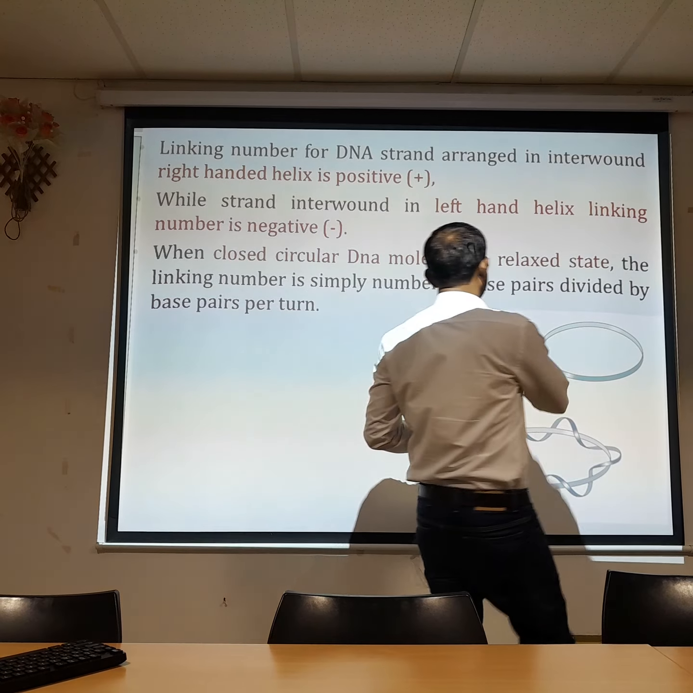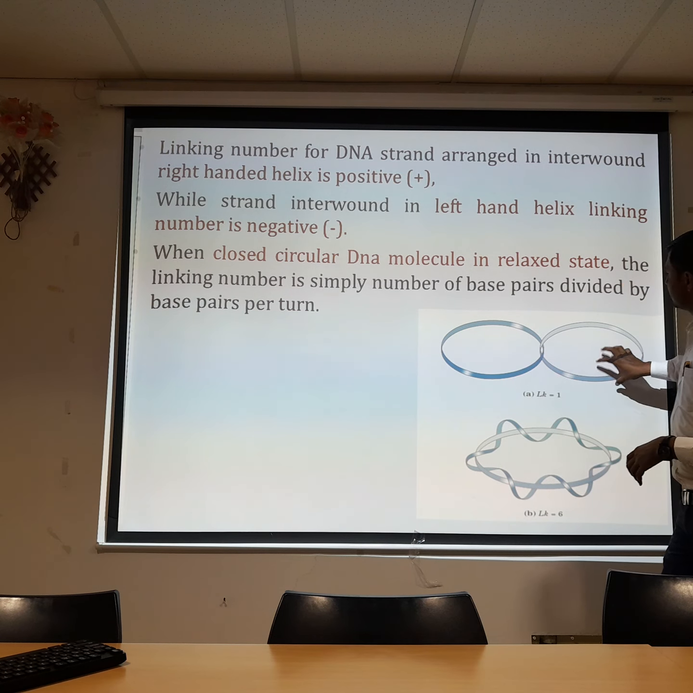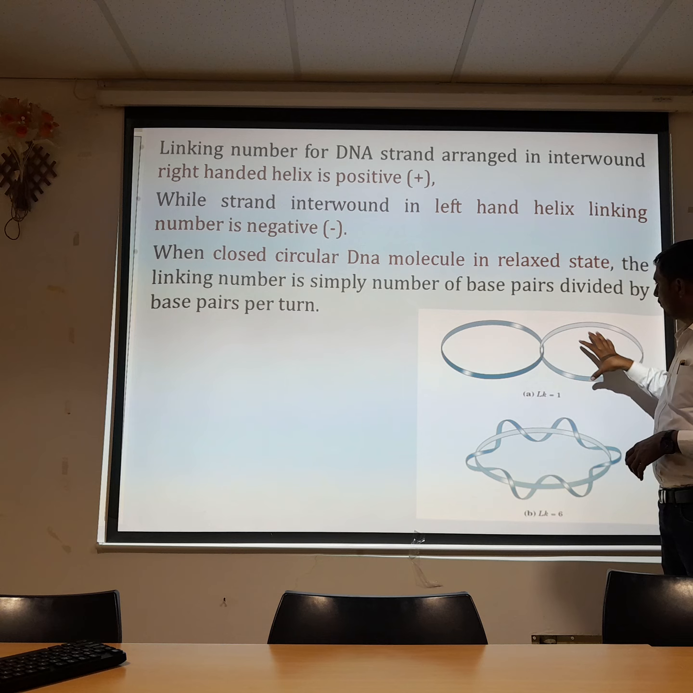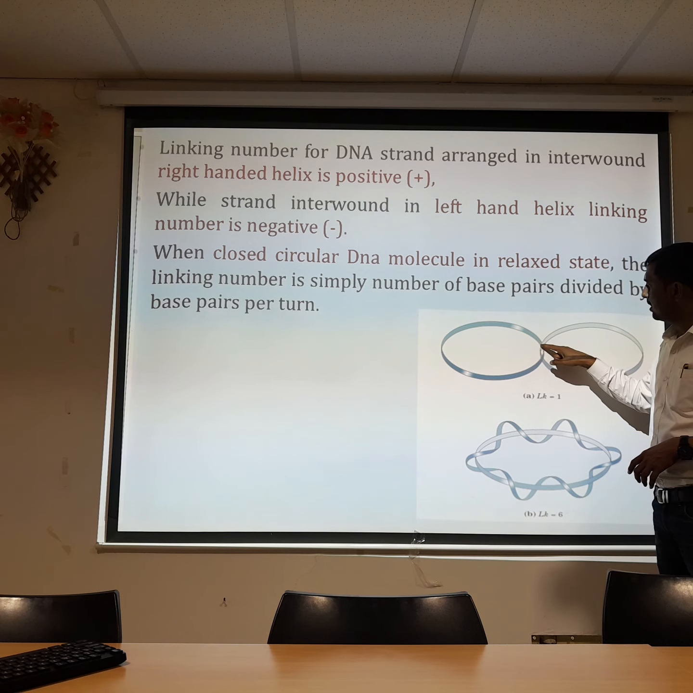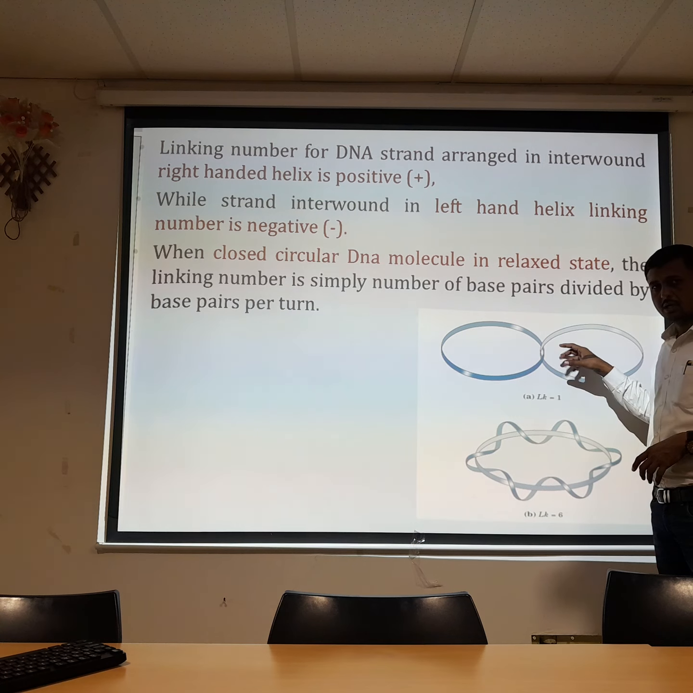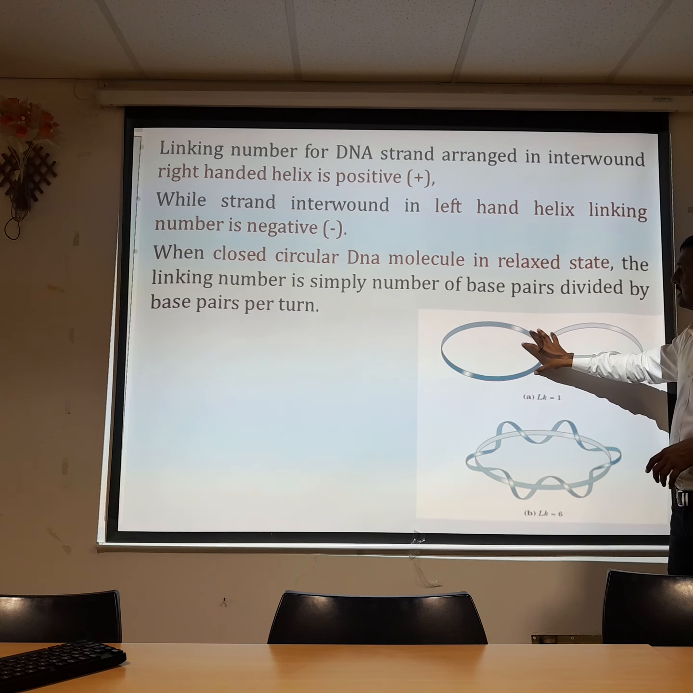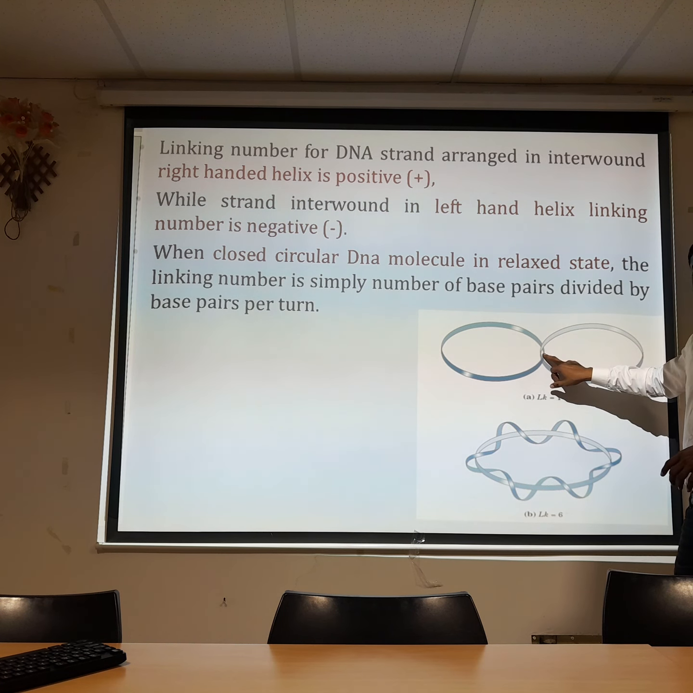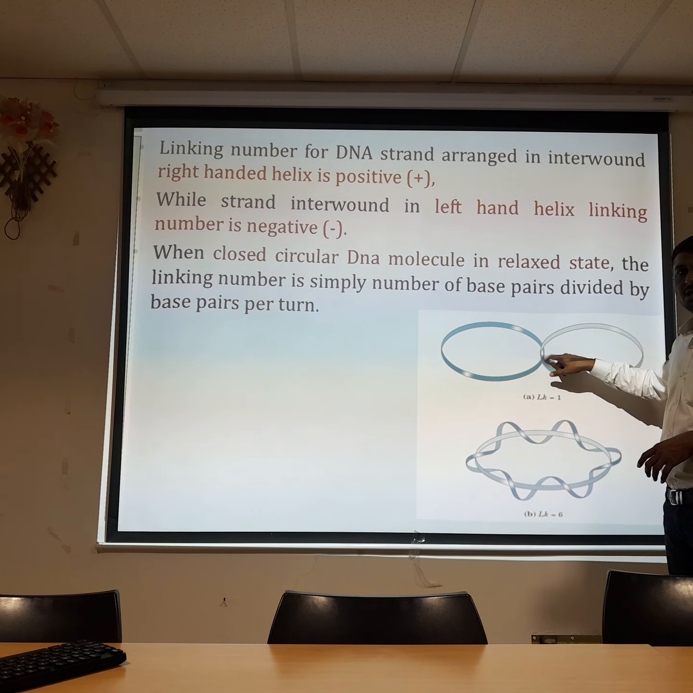It is nothing but a linking number. How can we calculate it? It is the complete revolution of one strand with another strand. Here only one revolution happens. That's why the linking number for that particular image, or strand, is 1. Here the complete revolution is only 1.